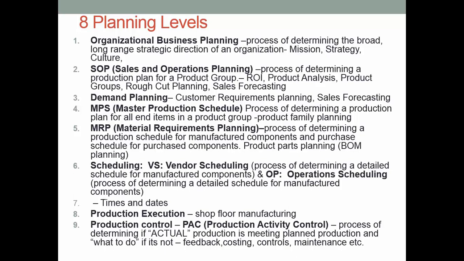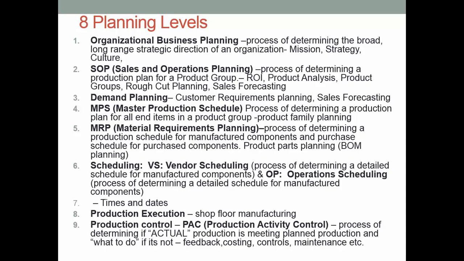Under that, you'll have different types of scheduling that will go on. There's vendor scheduling and operation scheduling. Vendor scheduling tends to be the process of determining a detailed schedule for purchased components, where the operation scheduling is a process of determining a detailed schedule for manufactured components. And both of these, of course, deal with dates and times.